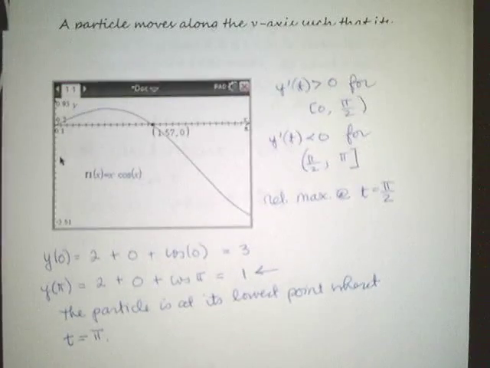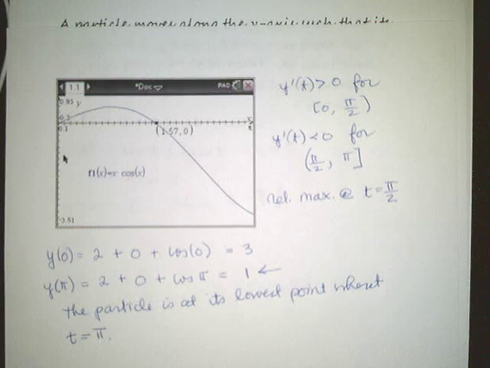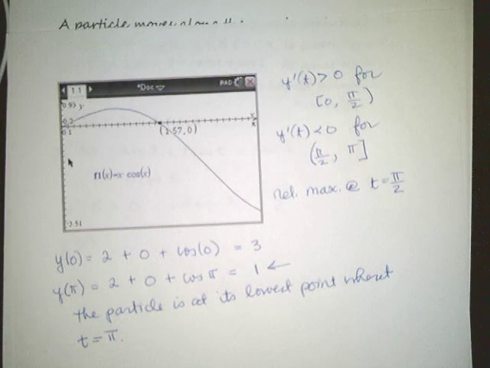It's very important to check those endpoints because in this case, the value we wanted was at the endpoint of the interval. I hope this was helpful in looking at optimization problems that are set in a context of motion along a line.